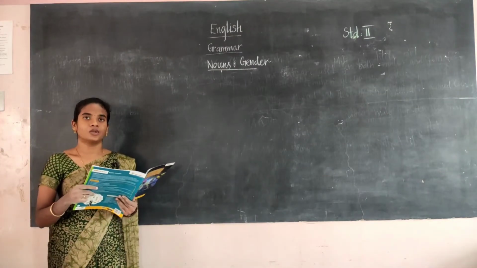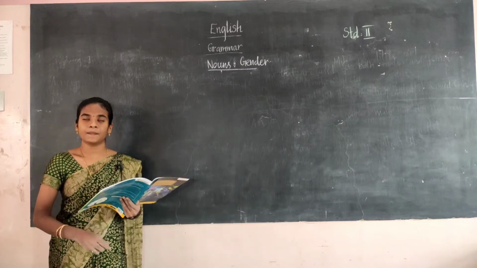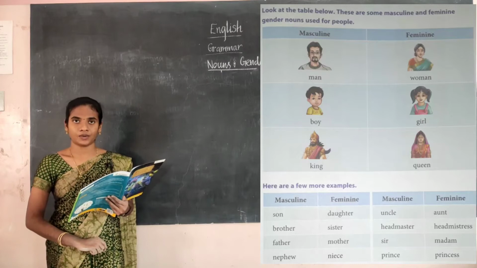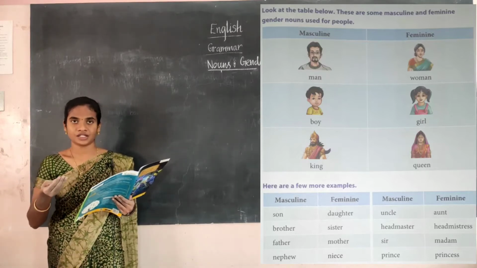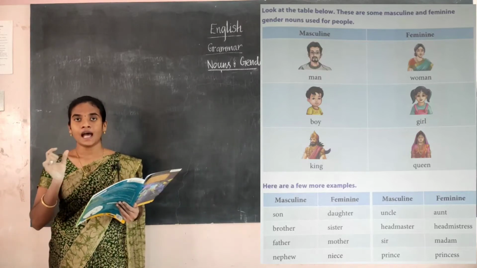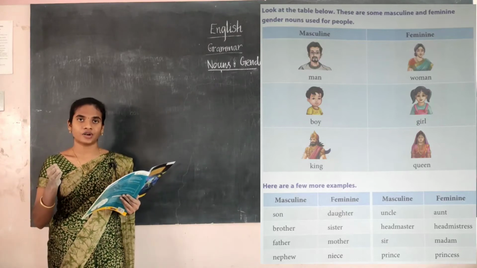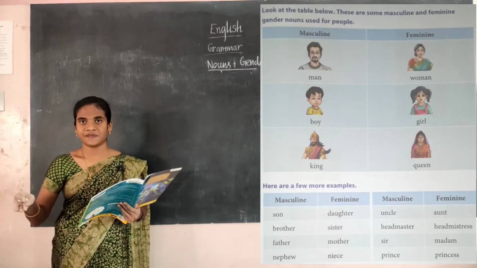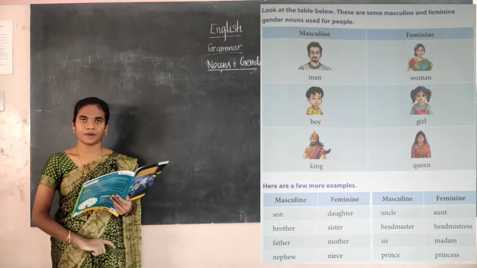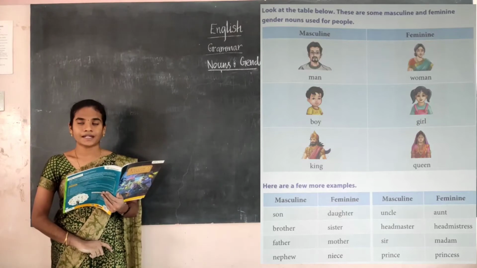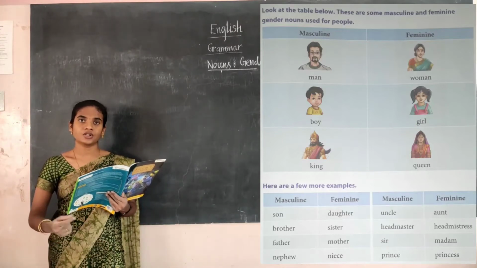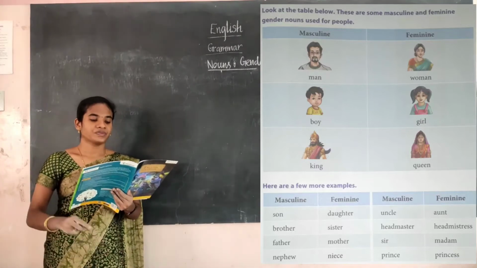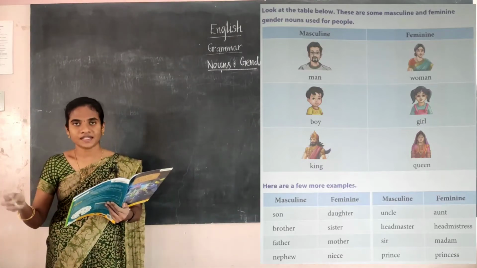Now students, look at this image. These are the masculine and feminine gender nouns that are used for people. Masculine and feminine gender nouns are used for both animals as well as people. Now we can see the masculine and feminine gender nouns that are used for people. The first column is the masculine and the second column is the feminine.